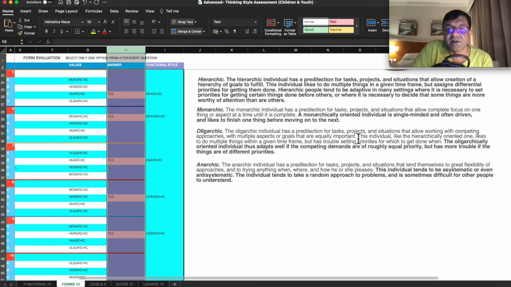Oligarchic has a predilection for tasks, what he wants to do, which have competing approaches, multiple aspects or goals that are equally important. Suppose I want to do A and B and both are my priorities. What do I do now? This individual likes hierarchically oriented ones, likes to do multiple things, but the oligarchic individual adapts well to competing demands.